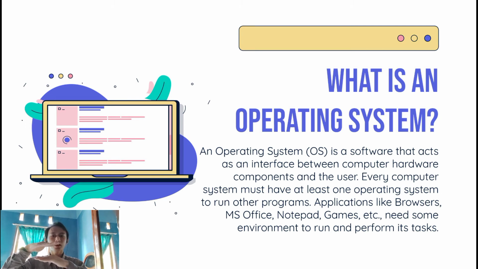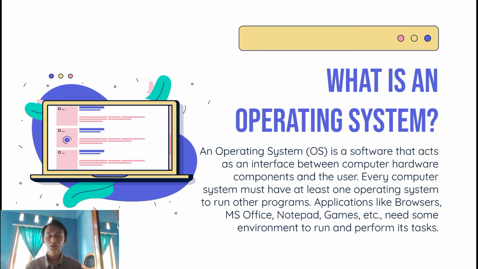But without a program, an OS can still run, of course with less functionality. So every computer system must have at least one OS to run other programs. At least one, but what about two or three? You can have more than one OS, although it has a limit.